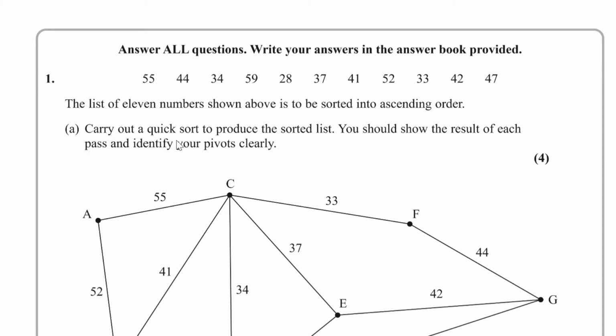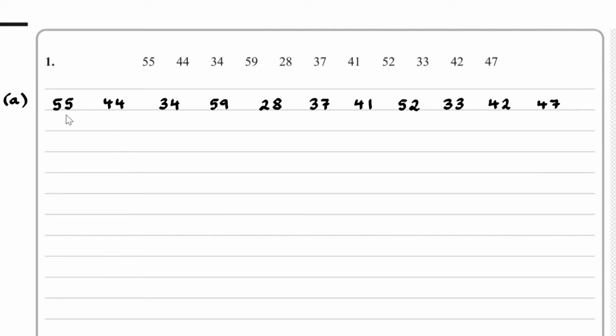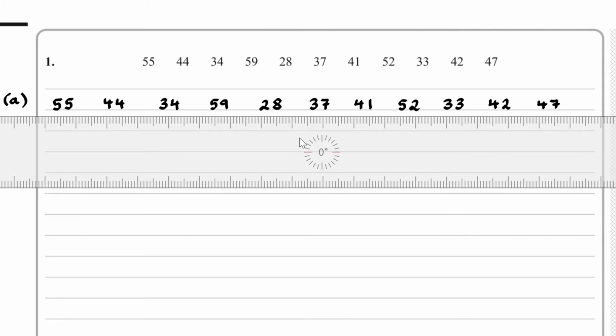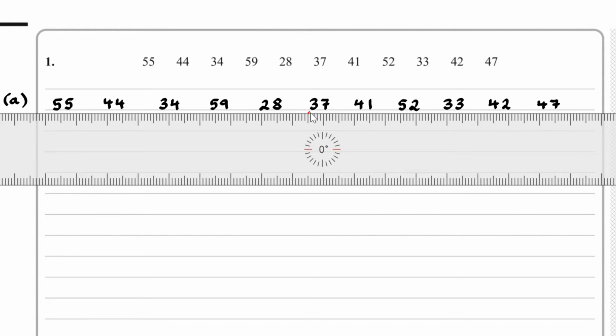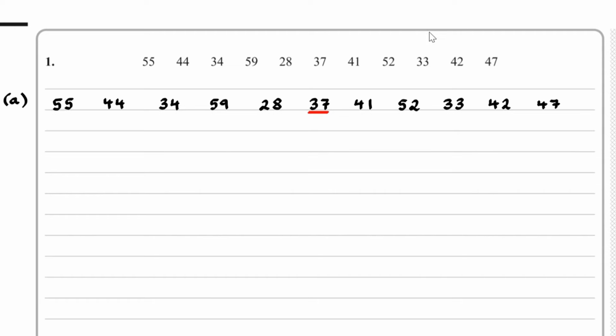For part A, we have to carry out a quick sort to produce the sorted list. You should show the result of each pass and identify your pivots clearly. For part A, you can see we've got a list of 11 numbers. Now the middle entry will be the 37. So everything smaller than the 37 we write to the left, everything bigger than 37 we write to the right.